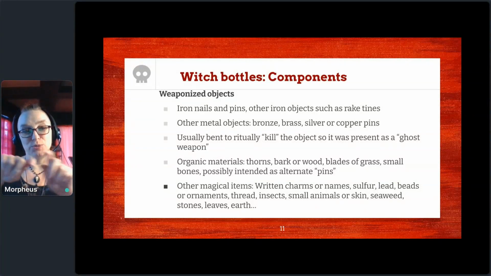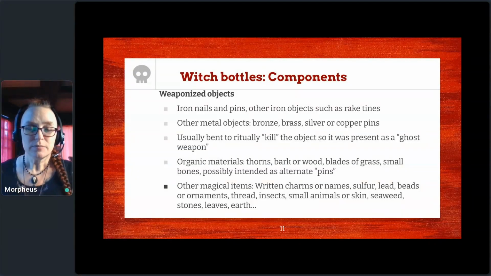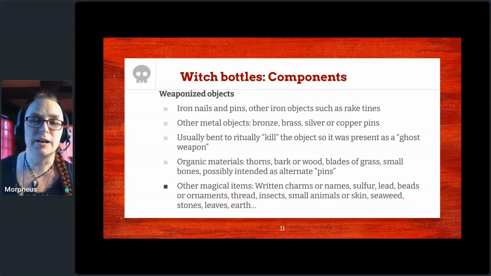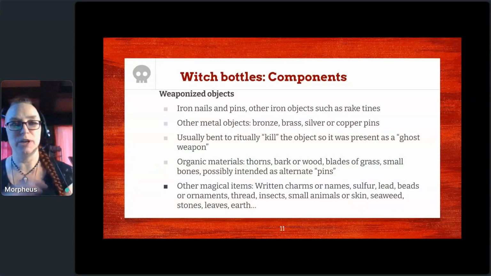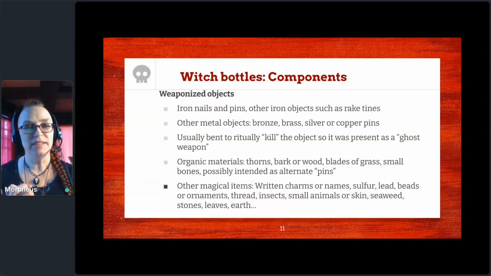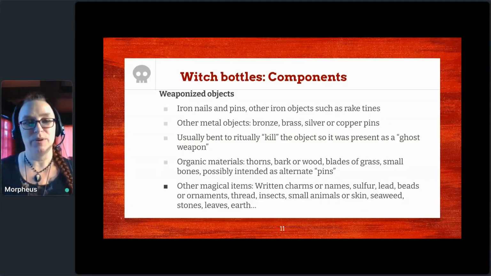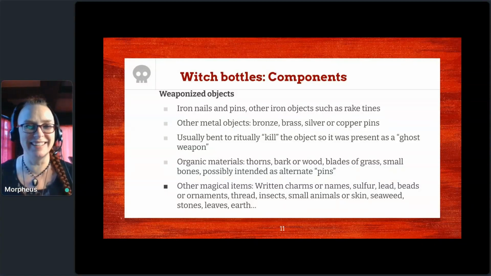They are often ritually bent. You can tell that they've been intentionally bent because they're all bent to the same angle, which tells you that this was done intentionally. And the belief is that if you bent or broke these objects, it sort of ritually killed the object, so it is present as a ghost of itself. Since you're trying to trap a spirit and attack a spirit with these, then you want a ghost pin to attack the ghost.